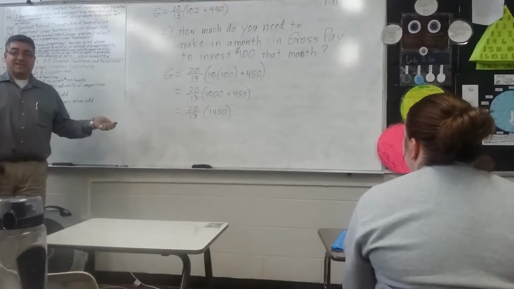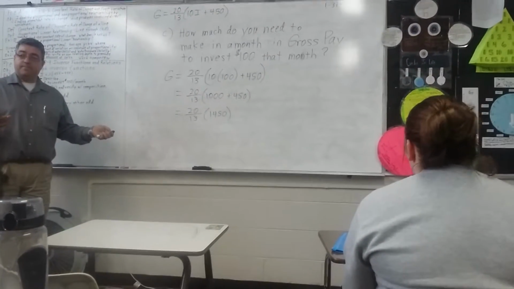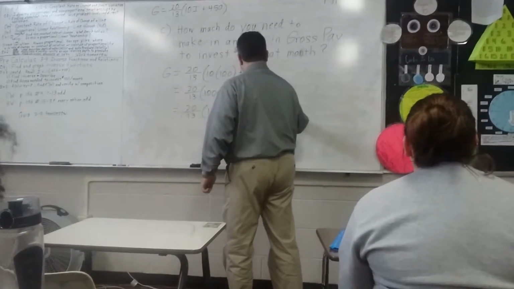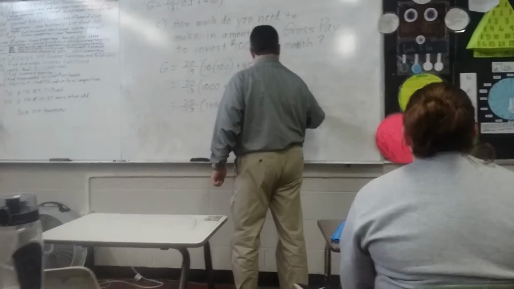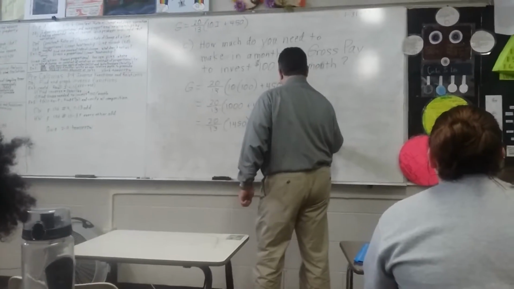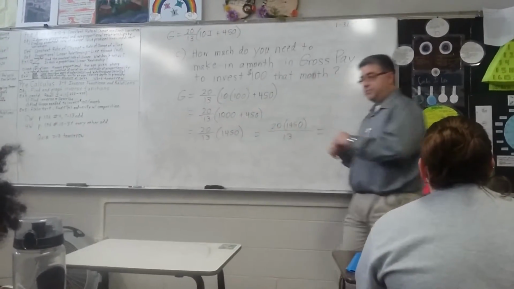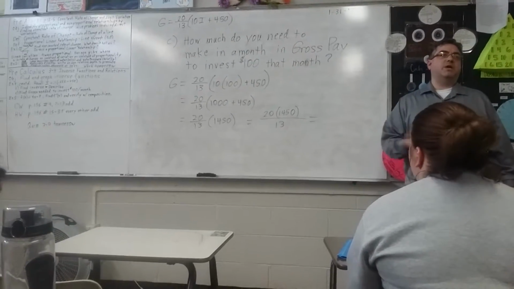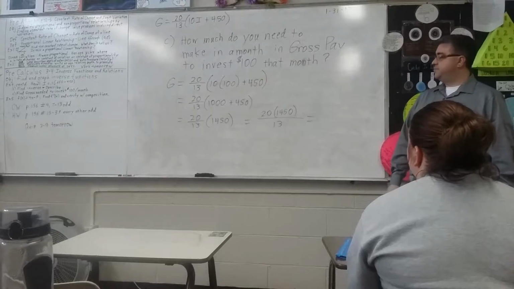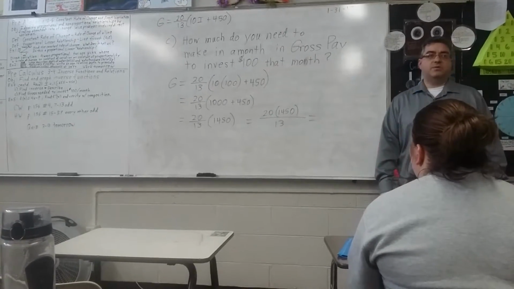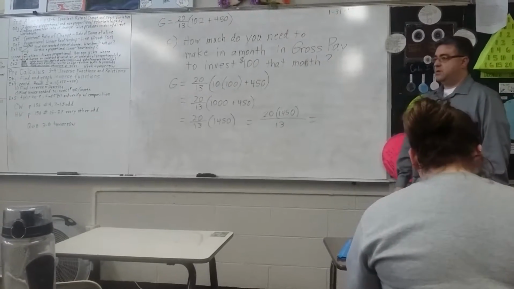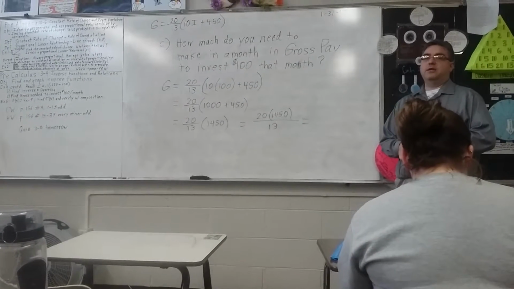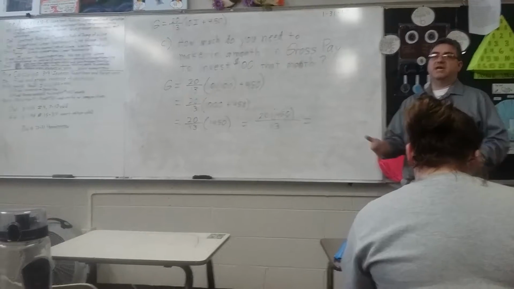And all I need to do is that calculation, which is 20 times 1,450 divided by 13. Somebody do that on a calculator for me and make it look like money, please. Tell me this amount in money, in other words, rounded to 2 decimal places.